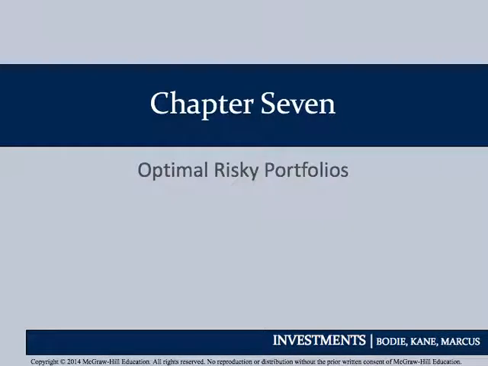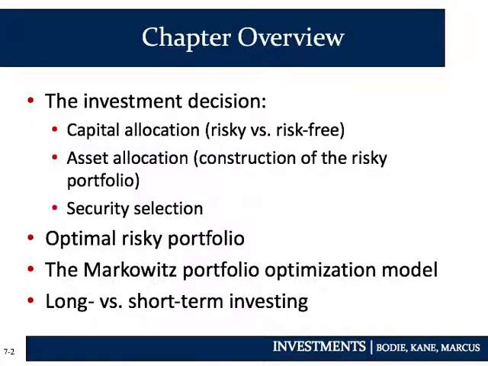Welcome to week 3. We're going to cover chapter 7 this week, which covers optimal risky portfolios. So the chapter overview is the investment decision. That's 3 parts: capital allocation, risky versus risk-free, which we covered in the last section. Asset allocation, the construction of a risky portfolio, and of course security selection, the assets that go into that portfolio.